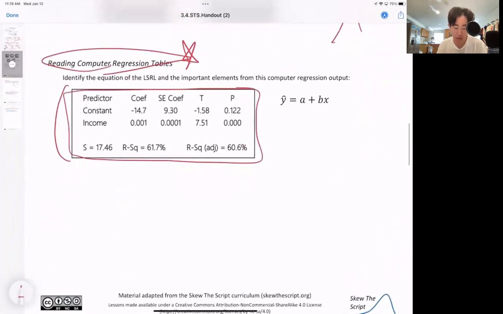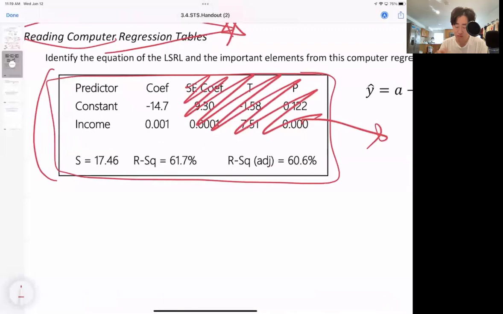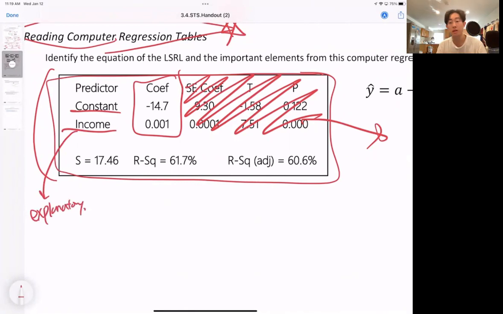For the last part for today, I'm going to go over reading computer regression tables. And this is very, very important. For reading computer regression tables, I want you to remember just one thing. This is all garbage. It's trash. We don't want to look at that right now. There are some components in there that in the future might be useful, but for right now, you're only looking at the coefficient portion, constant and income. This one, I want you to always remember as an explanatory variable, by the way, and it's not going to change. So that income is always going to be your X.